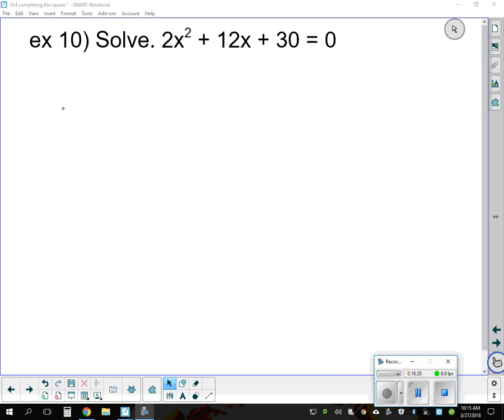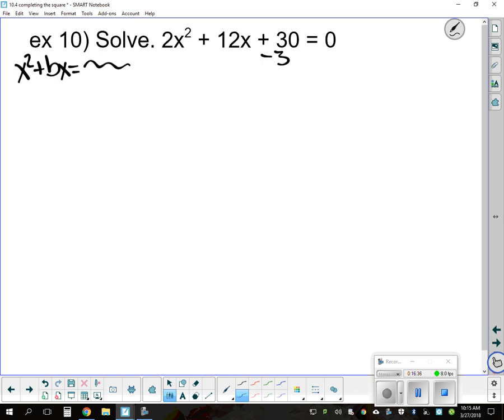Okay, to solve by completing the square, remember we need to be in the form x squared plus bx equals everything else. So our first step here could be to subtract the 30. Then we have 2x squared plus 12x equals negative 30. Well, we still don't have this form because we have a number right here and we don't want that number. So to get rid of it, we need to divide. This is multiplication, but be careful, you've got to divide everything by that.